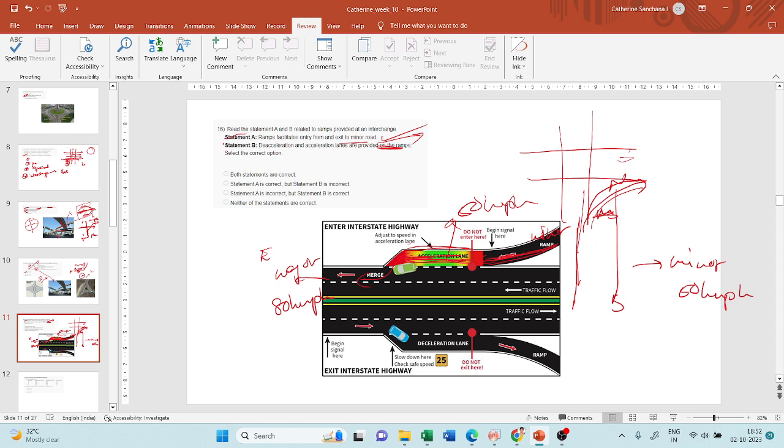So statement B is not correct. Similarly for deceleration lanes, vehicles moving on the major roadway have to reduce their speed.